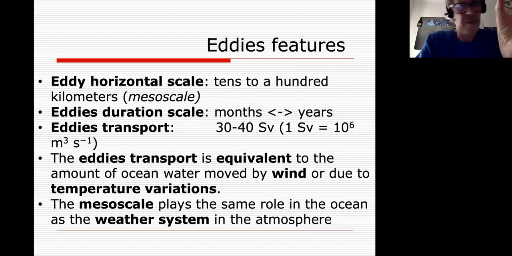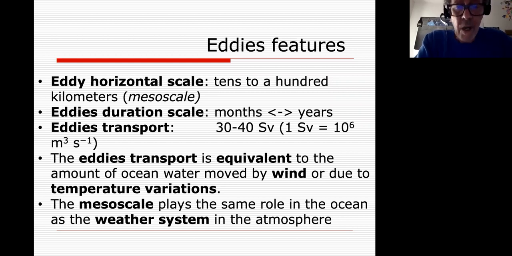Now the eddy features. First of all, we are talking about spatial scale, and the eddy horizontal scale goes from 10 to 100 kilometers. This scale is known as the ocean mesoscale, and the typical eddy lifetime goes from months to years. It depends on where and when the eddies are generated.